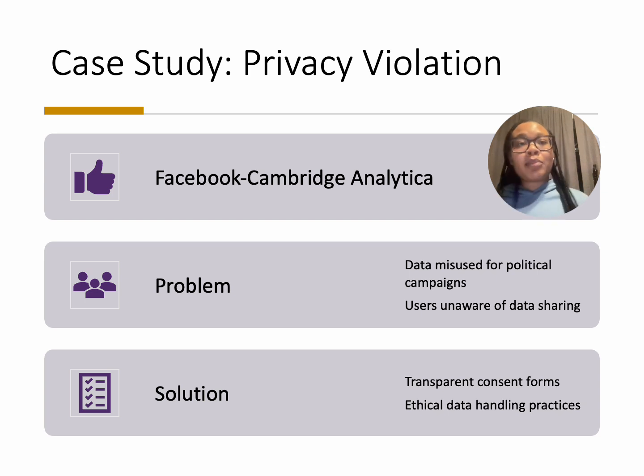For examples of case studies for a privacy violation, you could think back to the incident that happened in 2018, if I'm not mistaken, the Facebook Cambridge Analytica case. The problem was that political campaigns were misusing data, and users were unaware that their data was even being shared. The solution was to have consent forms and data handling practices.